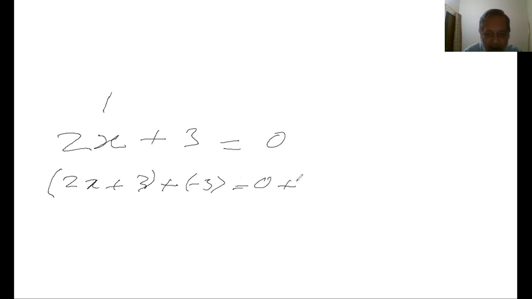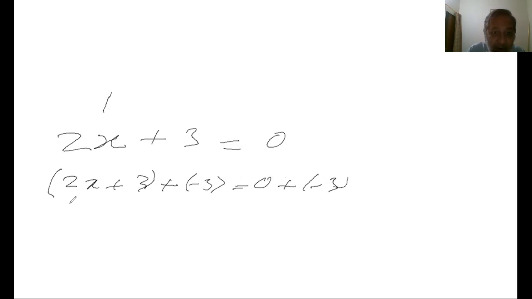मैं बात कर रहा था 2x + 3 = 0. इसको सॉल्व करने के लिए क्या करते हो? 2x + 3, and you have to put brackets here. This is one number plus -3, and then 0 plus -3. Now 0 is your additive identity. The right side will become -3.